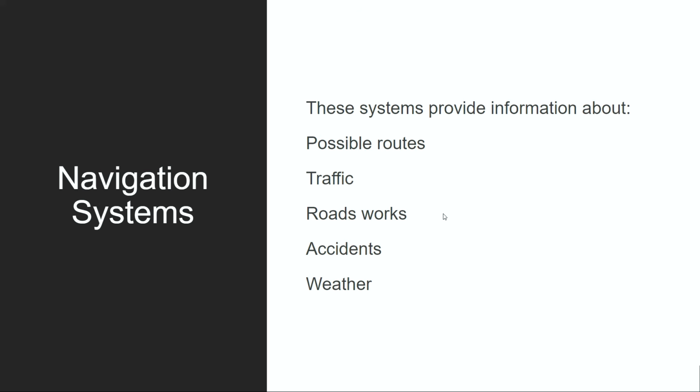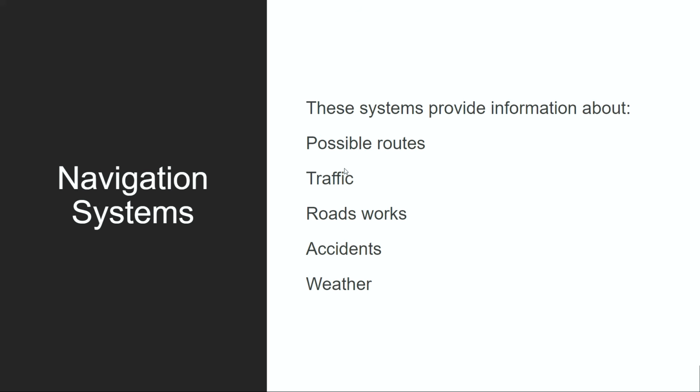So why do people use satnavs? It gives possible routes. There's an algorithm called Dijkstra's algorithm, not something you will be using in Unit 1 anyway, but it's good to know. It finds all the possible routes and finds the shortest route for you as well. It gives you traffic updates.